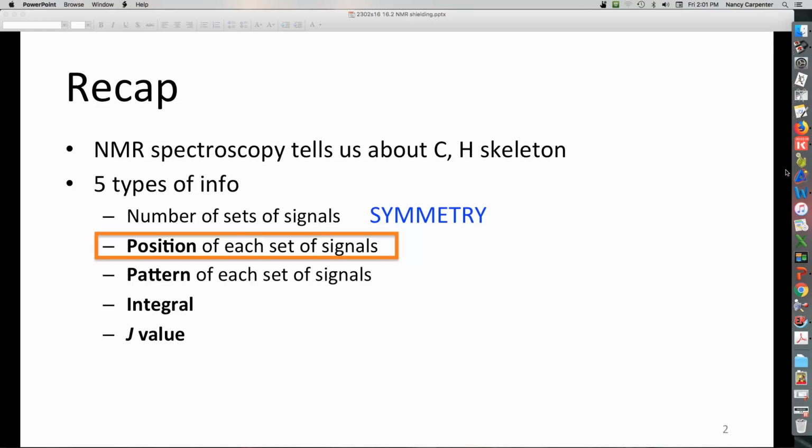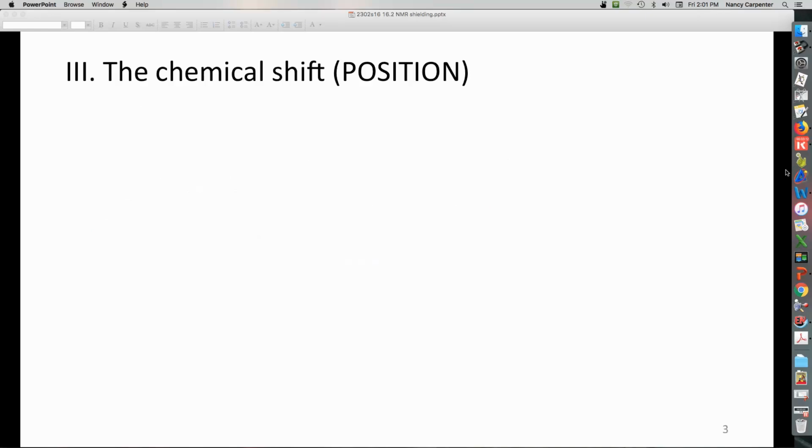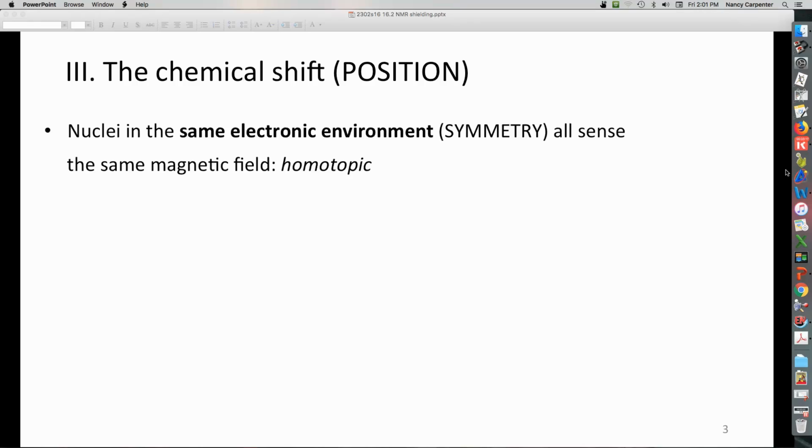All right, as I said, this mini lecture is about the position of the set of signals. That's called the chemical shift, where the set of signals shows up in the spectrum. It's kind of a perplexing thing though, because if nuclei are in the same electronic environment, and what do I mean by electronic environment? We're thinking electrons. A nucleus has electrons associated with it, and a nucleus is surrounded by other nuclei with other electrons surrounding it. So electronic environment is really about the electron density surrounding that nucleus.